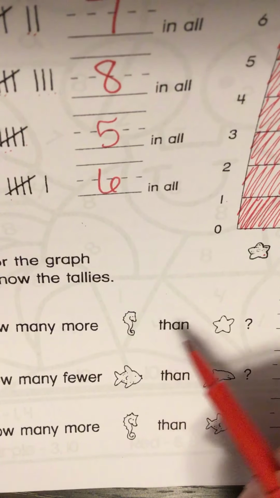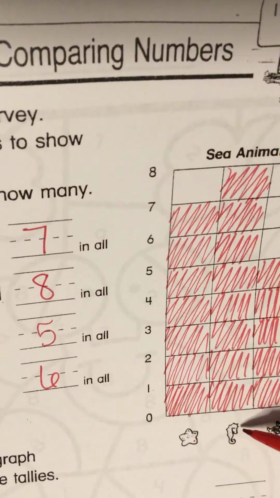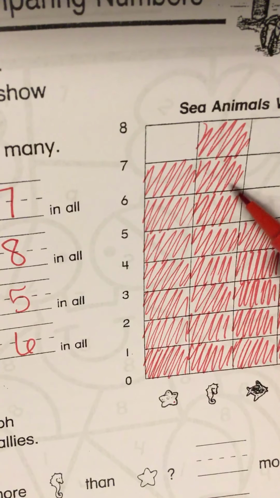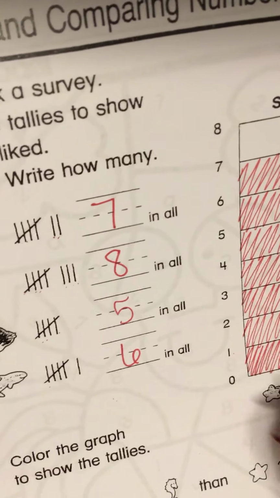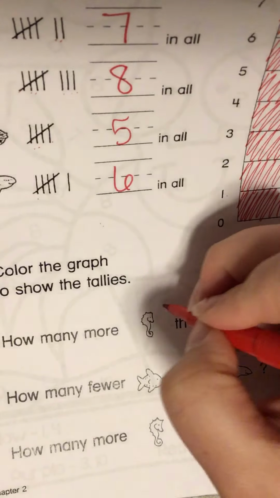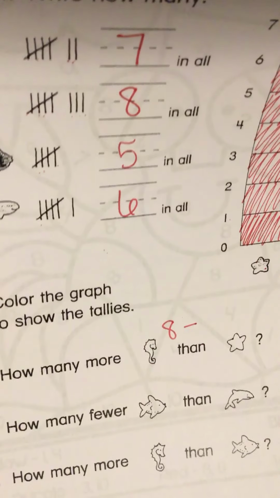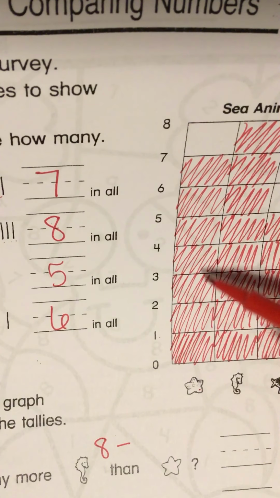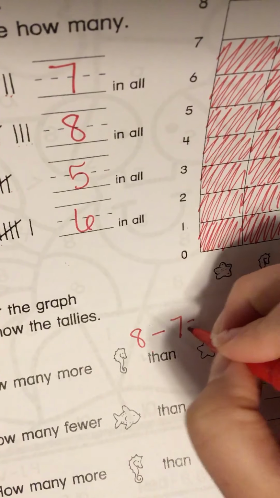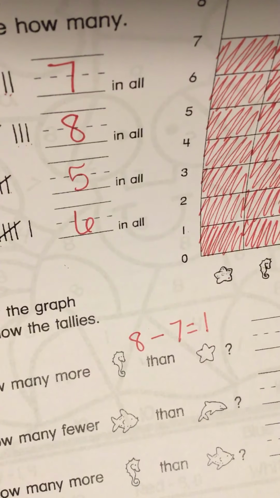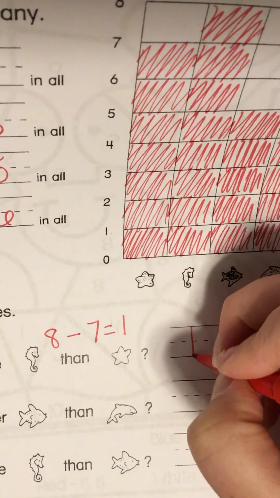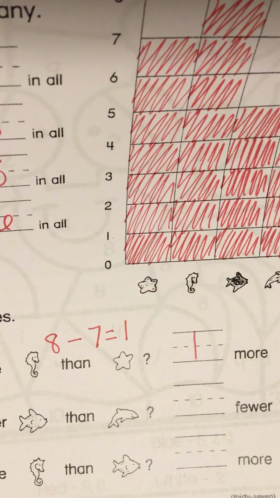So let's go to the seahorse up here. There's the seahorse, and there's 8. So we're going to write 8 down here. So 8 minus the starfish. Let's see how many starfish we have. 7. So 8 minus 7 equals 1. So there is 1 more seahorse than starfish.